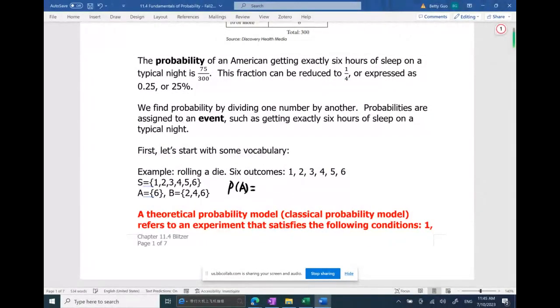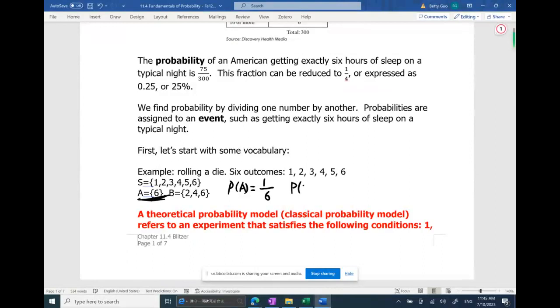We already agree rolling a die is a classical theoretical model. To find the probability, we use a fraction, denominator and numerator, right? The denominator is 6 because we have 6 outcomes in the sample space. And the numerator is 1 because event A only has 1 outcome favoring the event.